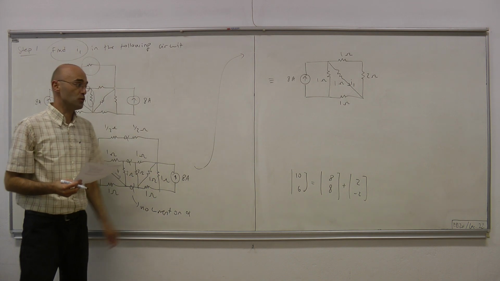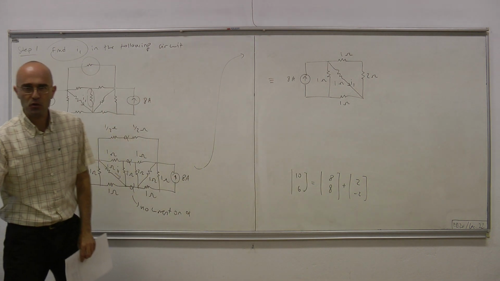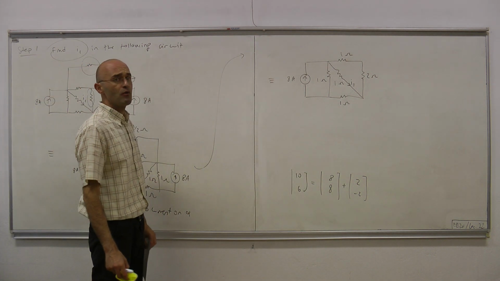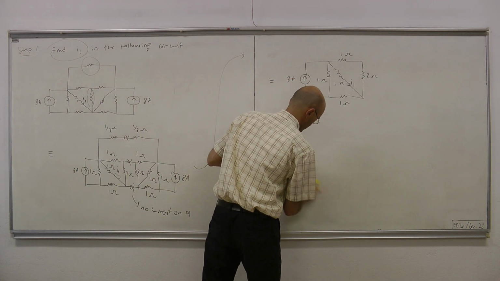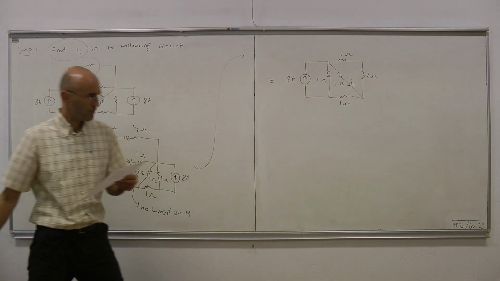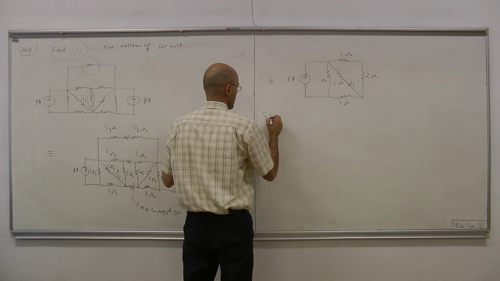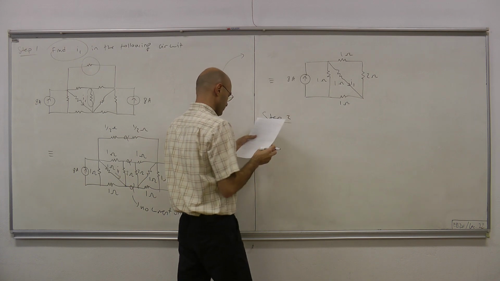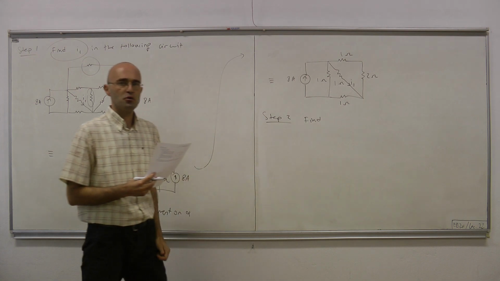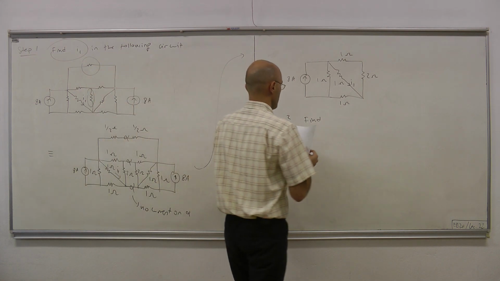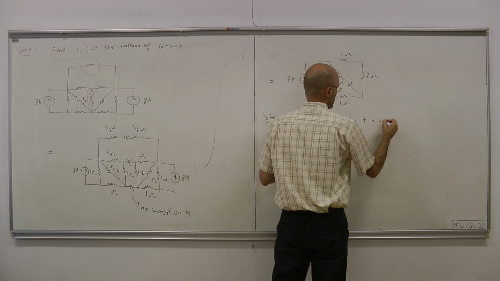Now how about I2, the component corresponding to this input, 2 minus 2. Let's also say a few words about that situation and we'll be done. This example. So that was step 1. In step 2, we figure out the component due to the 2 minus 2 input vector. Find I2 in the following circuit.